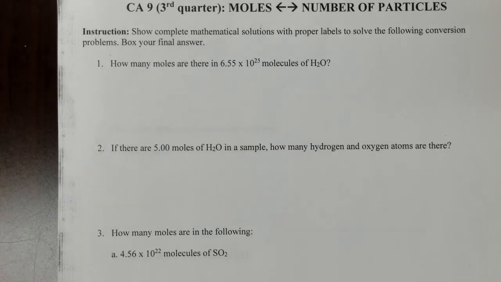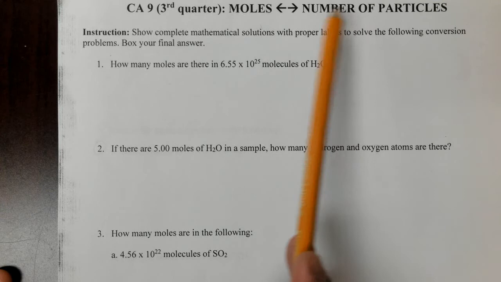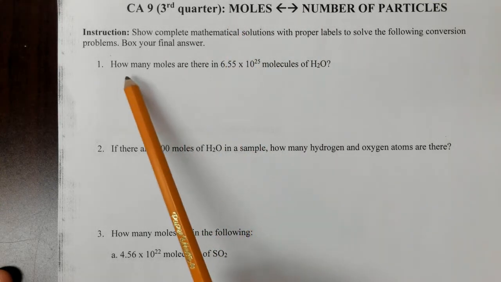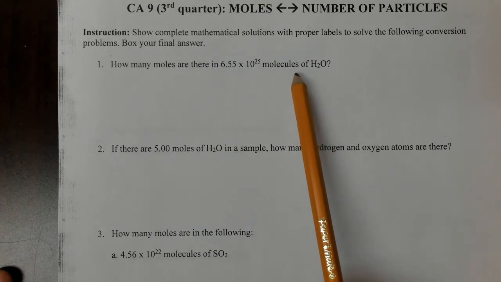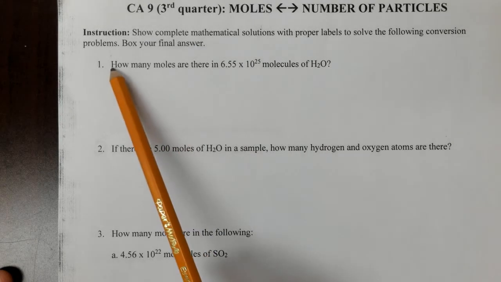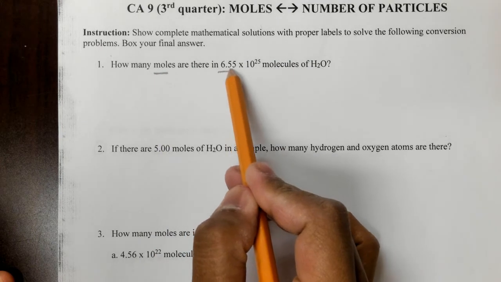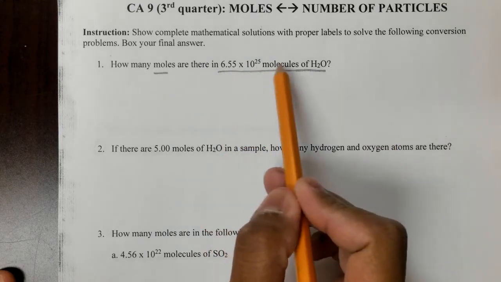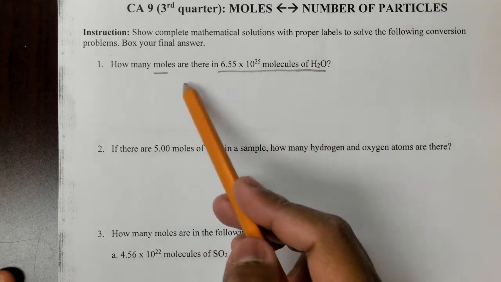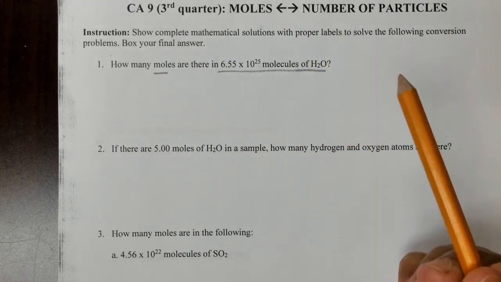Okay, so in this particular problem solving, again, this is a combination of the two conversions, mole to number of particles, or vice versa, number of particles back to mole. So it's important that you read the problem carefully so that you will be able to know what type of conversion you're dealing with. So in number 1, you see how many moles are there in 6.55 times 10 to the 25 molecules of water. So you are given the molecules, which is the particles, and you're asked for the mole. So it's a number of particles to mole conversion.